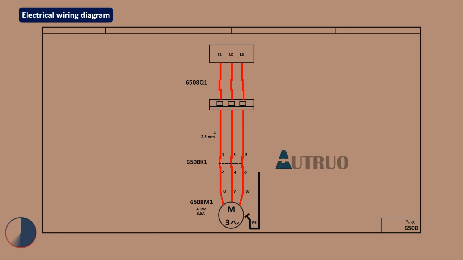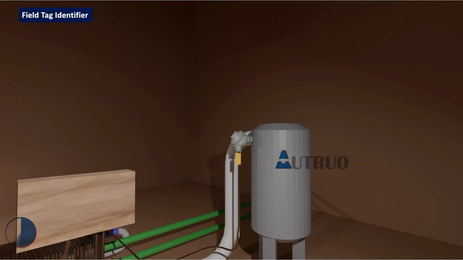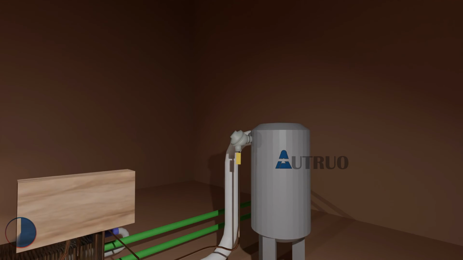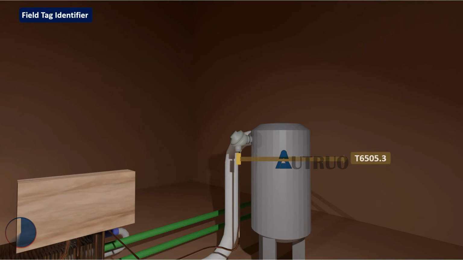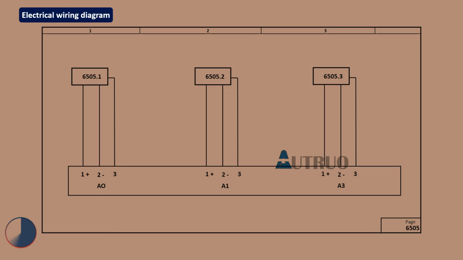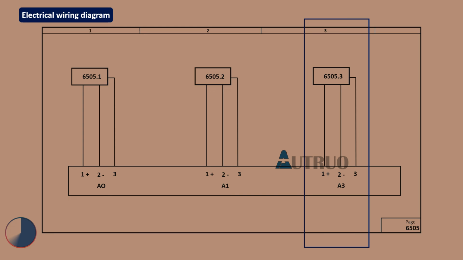Let us look at another worked example. We will go to the field and look at another tag identifier. In this case we are looking at tag 6505.3. We will open the wiring document as per the tag, and go to column 3. And we will read the electrical wiring diagram accordingly. As we can see in the third column, the device in question is a temperature sensor. The process equipment stopped on a temperature alarm feedback error.